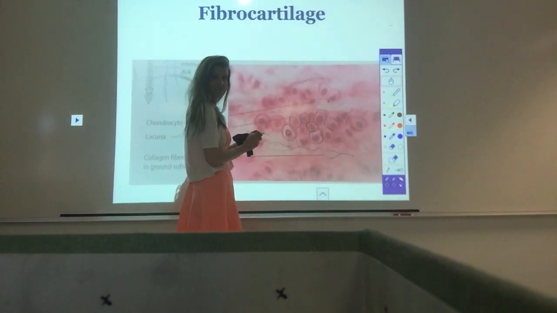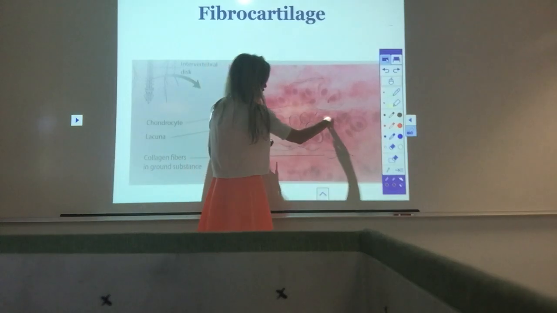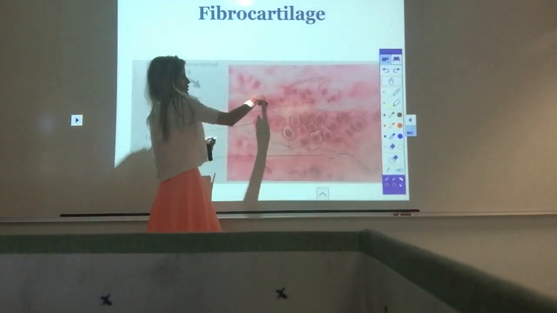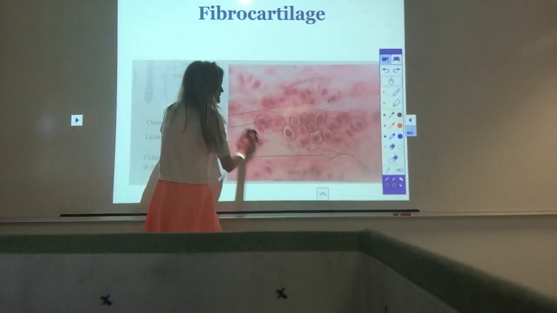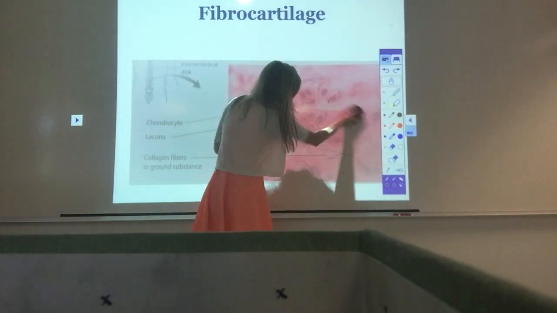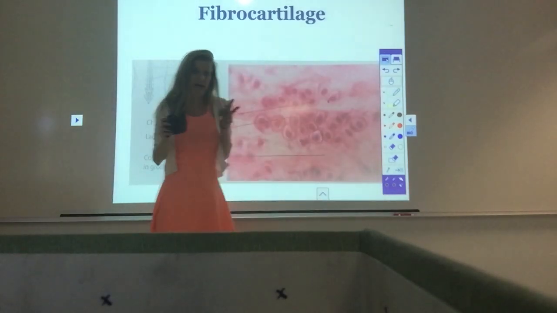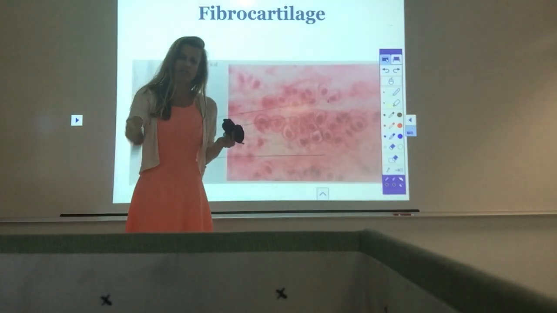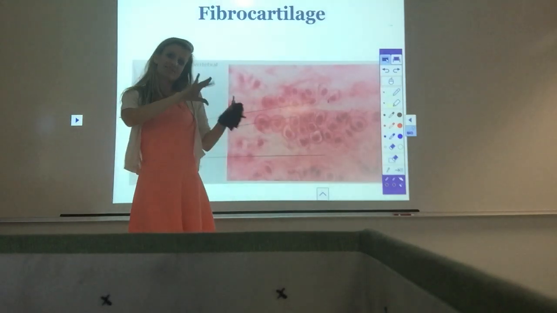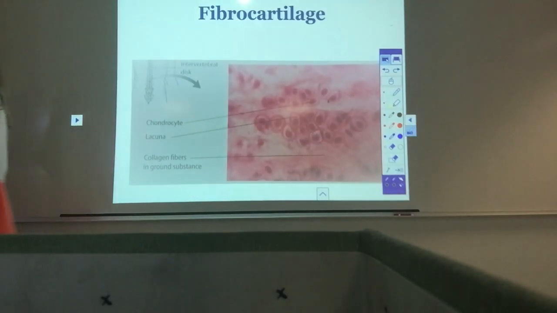Again, I said it's organized too. Notice how you've got these little rows or these perfect little pairs of cells. That's also something that tells me it's fibrous. Okay, so purpley, pinkish, glossy is hyaline. Dark, dark is elastic. Pink, nice, organized, wavy lines, that's showing me fibrous cartilage.